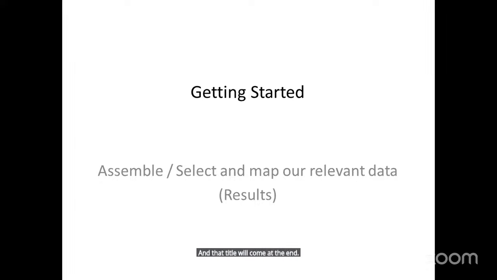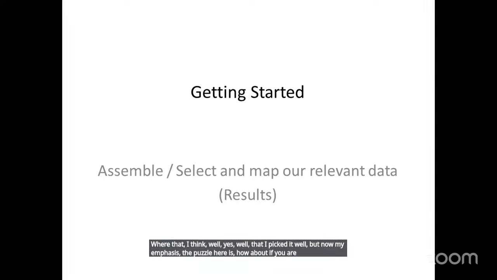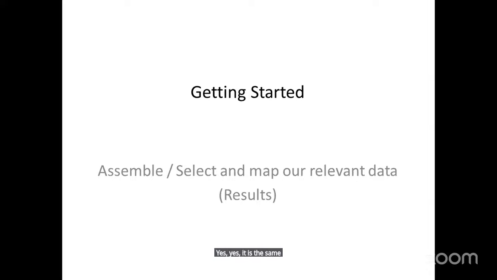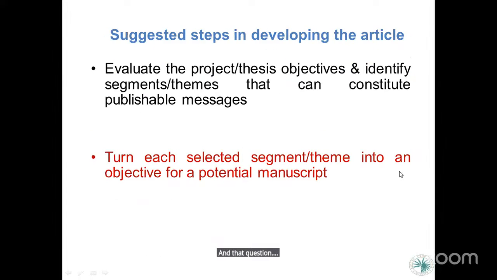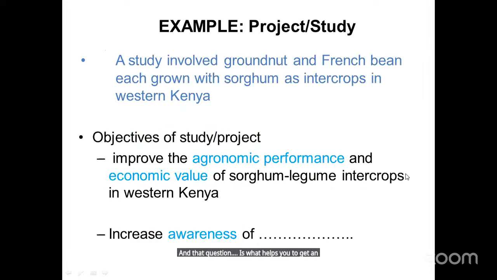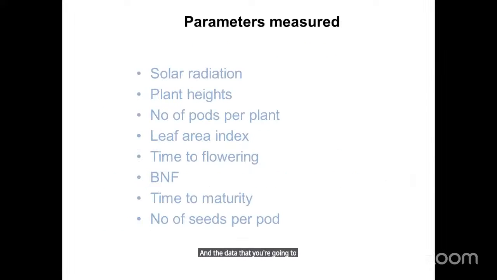Well, not at the end, I pick it at the beginning. Yes, well, that I pick it well. But now my emphasis, the puzzle here is, how about if you are doing review articles? Because with review articles, you go and review different scholars and come up with something. Do you still do the same thing you're saying? Yes, it is the same. If you're doing review articles, a review article starts with a question. So you have a question, and that question is what helps you to get an objective and the data that you're going to analyze.